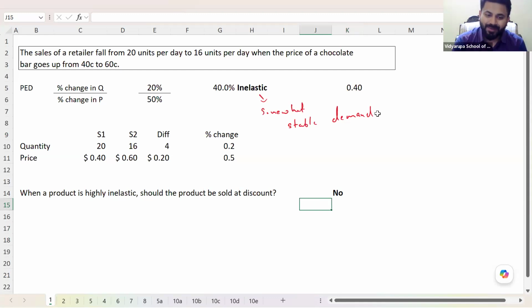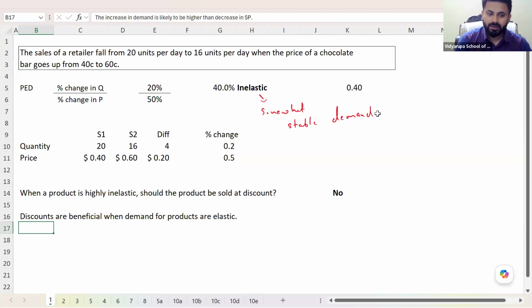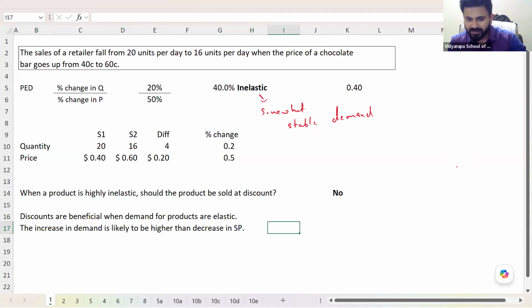See, why do we sell the item at a discount? What is the intention? Discounts will be beneficial when the products are elastic. Why? If the products are elastic in nature, a change in price brings a change in quantity. If the products are elastic and you are giving a discount, you are reducing the price. So automatically what will happen? Profit will come down. When the discount is given, profit per unit will come down. But then it will be compensated by a higher percentage increase in demand if it is elastic.